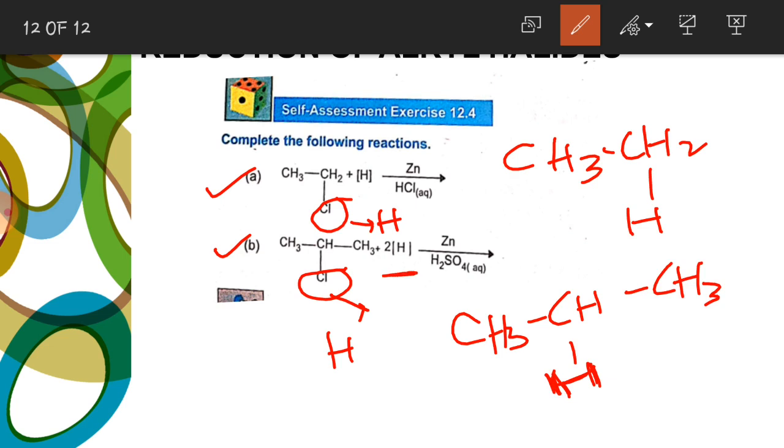Now if you look here, the two nascent atomic hydrogens are being used here. One of the hydrogens will get attached to this carbon atom and the other hydrogen will react with this chlorine atom to form HCl.